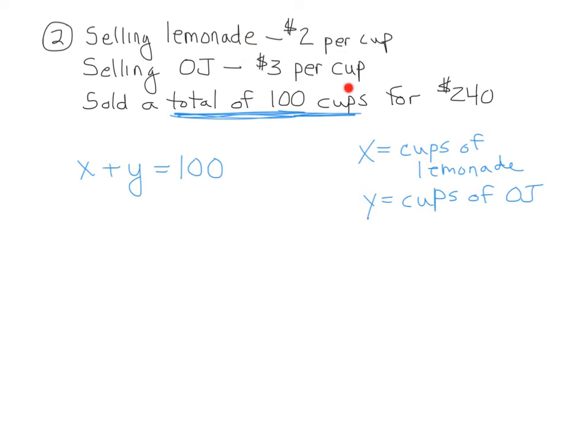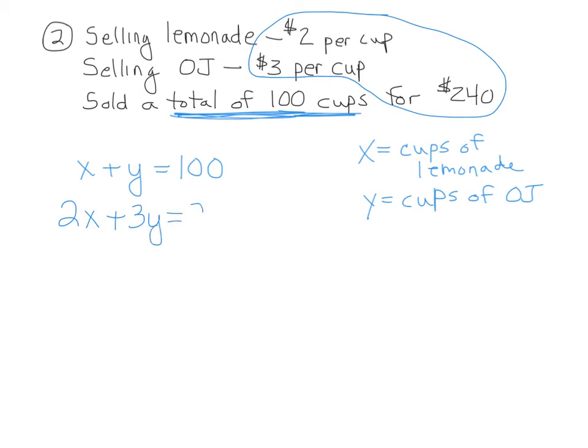Now let's deal with the money part. Okay, $2 a cup, $3 a cup for 240 bucks altogether. So $2 a cup for lemonade, so $2 times every cup. And then $3 a cup for orange juice, $3 times every cup. Now it's not going to equal 100 cups. This is the money value, and it's going to add up to 240 bucks.